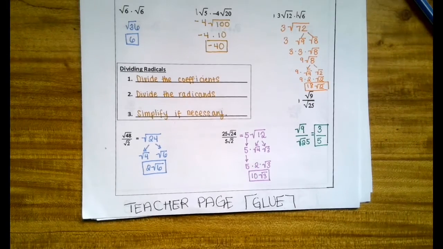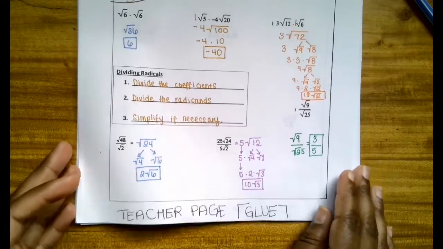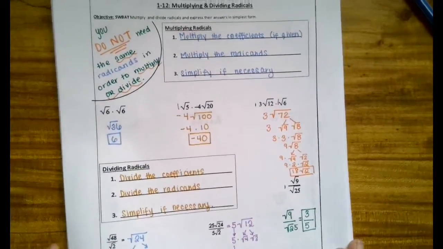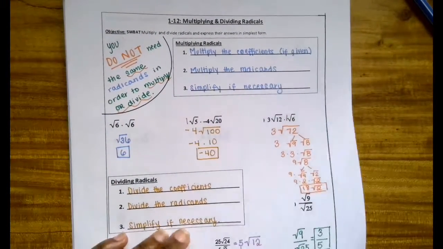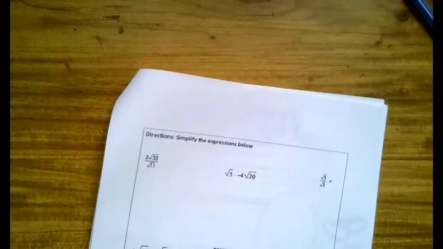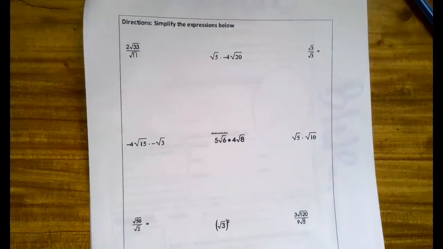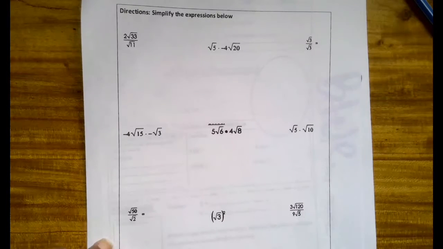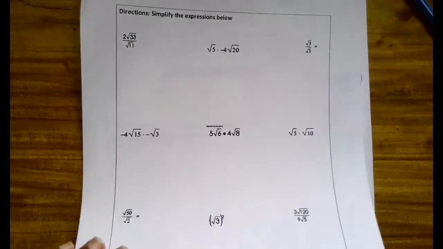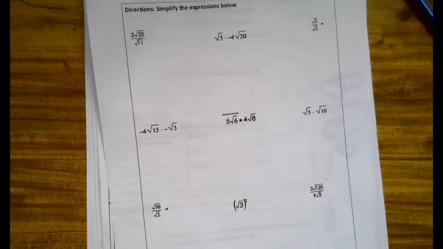Thanks for riding along in this journey of learning how to multiply and divide radicals. Your task is now to complete the student page. It is only one, and it looks like this. Again, please remember that you do need to show all of your work. Final answers alone will never, ever, ever be accepted. Final answers alone will receive no credit.